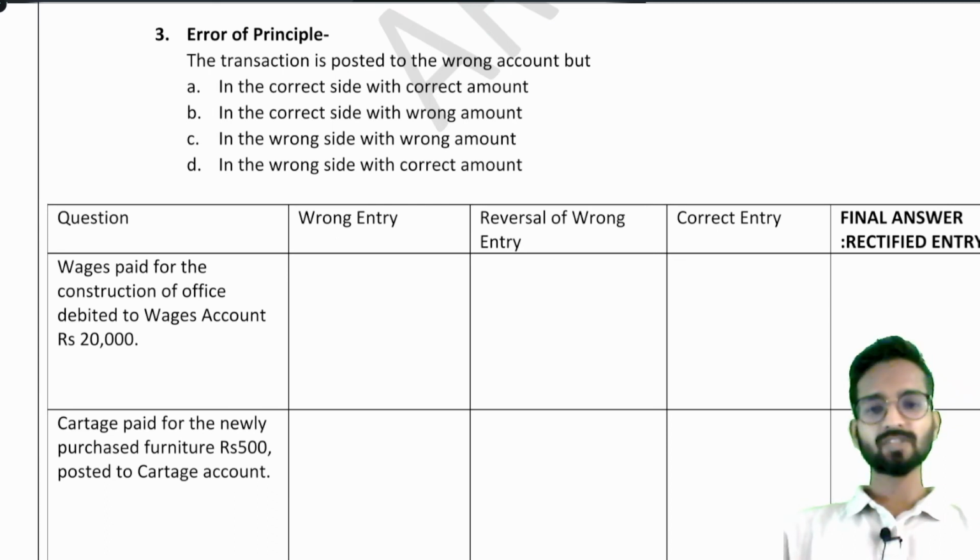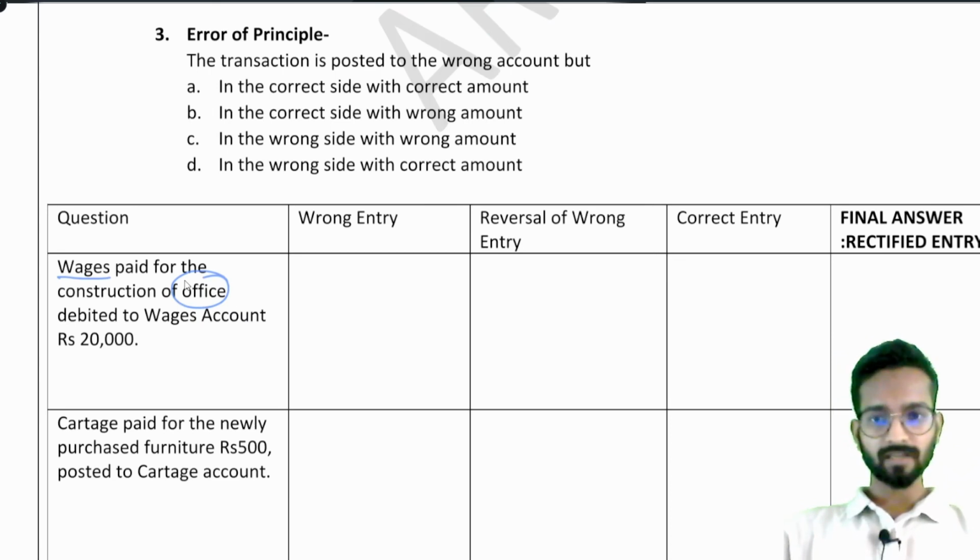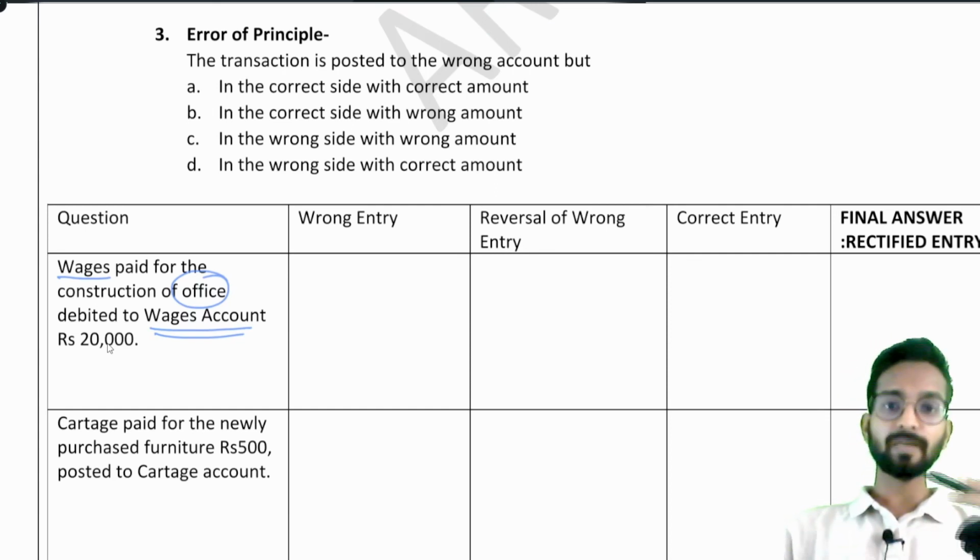Hello everyone. In this video, we'll continue from the sums of error of principal. The question says, wages paid for the construction of office debited to wages account rupees 20,000. Remember this. If I have paid wages for the construction of office, you can say building, then you cannot debit those expenses in wages account. You will say that expenses were taken for the building. So you will add that expenses in the building account.